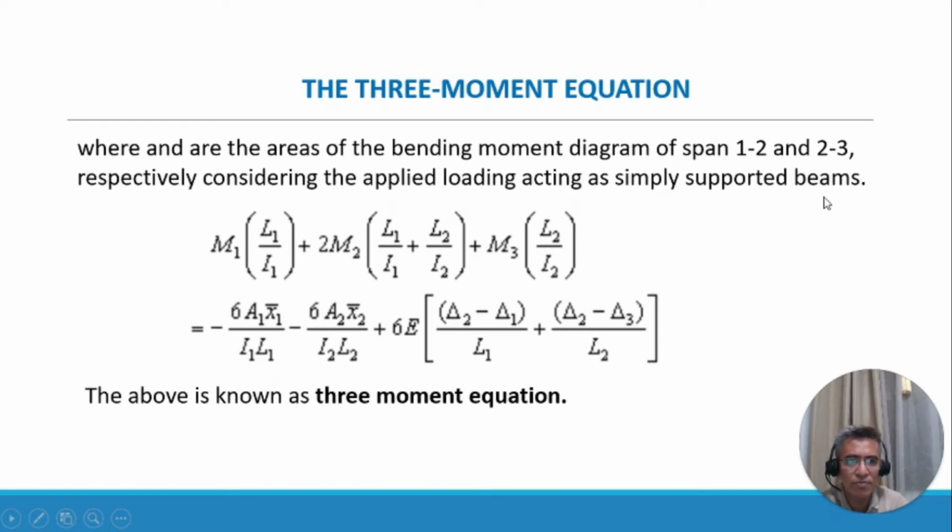Considering the applied loading acting on simply supported beams, M sub 1 times L sub 1 all over I sub 1 plus 2M sub 2 times the summation of L sub 1 all over I sub 1 plus L sub 2 all over I sub 2 plus M3 times L sub 2 all over I sub 2 is equal to negative of 6A1X1 all over I1L1 minus 6A2X2 all over I sub 2 L2 plus 6E multiplied by delta 2 minus delta 1 over L sub 1 plus delta 2 minus delta 3 all over L sub 2. The above is known as the three-moment equation.